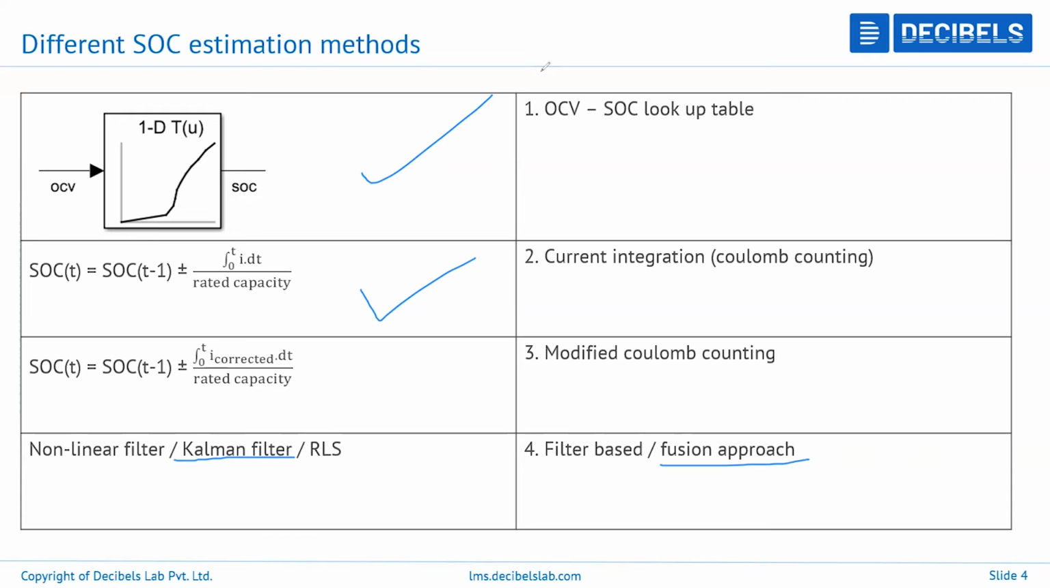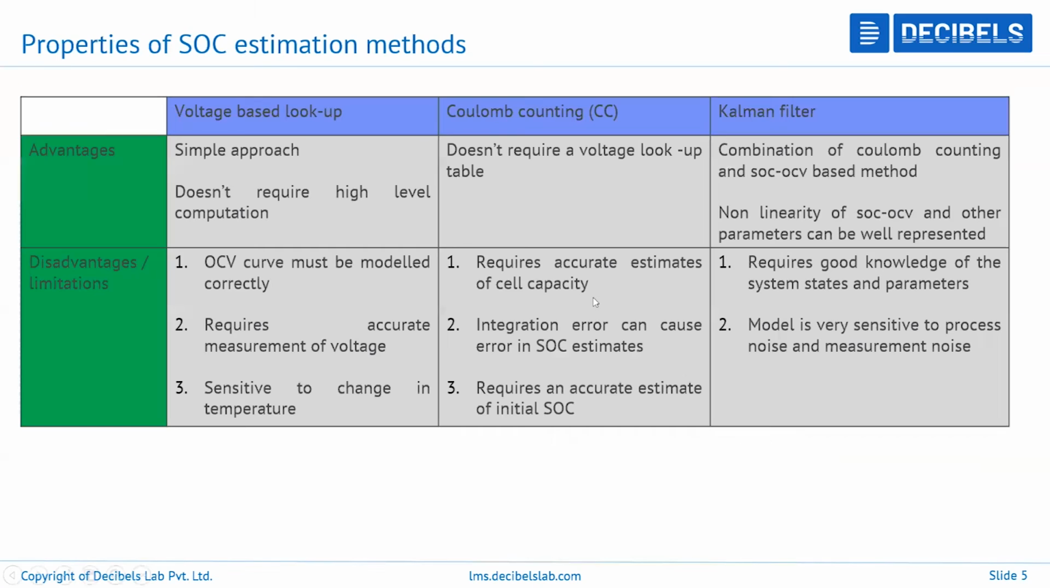Okay, so now these are the most well established, or you can say the most well known methods for state of charge. But what are the drawbacks, or what are the properties of each of these methods? Not all methods are perfect, right? So what are the well known properties of each of these methods? First we will start with comparing the voltage lookup based, then we will look at Coulomb counting, then we'll go for the Kalman filter, right?